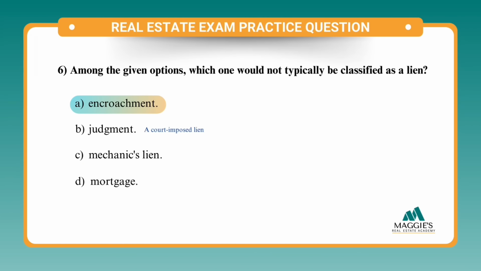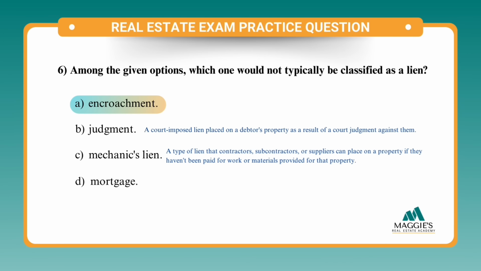Now, let's talk about the other ones. Remember, a judgment lien is a court imposed lien that's placed on a debtor's property as a result of a court judgment against them. Now, a mechanics lien is a type of lien that contractors, subcontractors, or suppliers can place on a property if they haven't been paid for work or materials that were provided for that property. And a mortgage is also a type of lien on real property that's used to secure a loan. When someone takes out a mortgage to purchase a home, the lender places a lien on the property, allowing them to foreclose and take possession of the property if the borrower defaults on the loan.